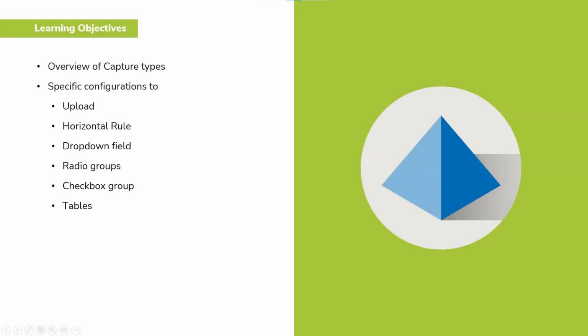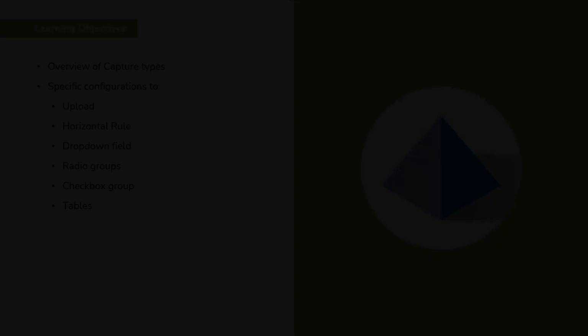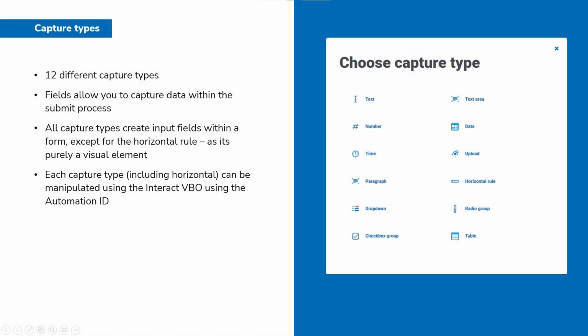In this short how-to video, we'll be covering the remaining capture types, which are upload, horizontal rule, drop-downs, radio and checkbox groups, and tables. But before we do this, let's have a quick look at all the capture types. There are 12 in total, and most will allow you to capture data using input fields within the submit process. Each capture type has an automation ID which can be referenced in the Interact VBO for manipulation.